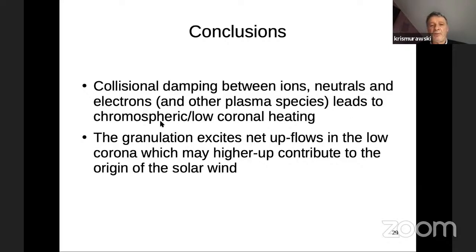But anyway, these collisions lead to chromospheric and low coronal heating. So the solar atmosphere can be sustained well with some extra artificial heating of the corona. So still we don't know how to heat the solar corona. And the granulation excites net upflows in the low corona, which may, high up, contribute to the nascent solar wind.